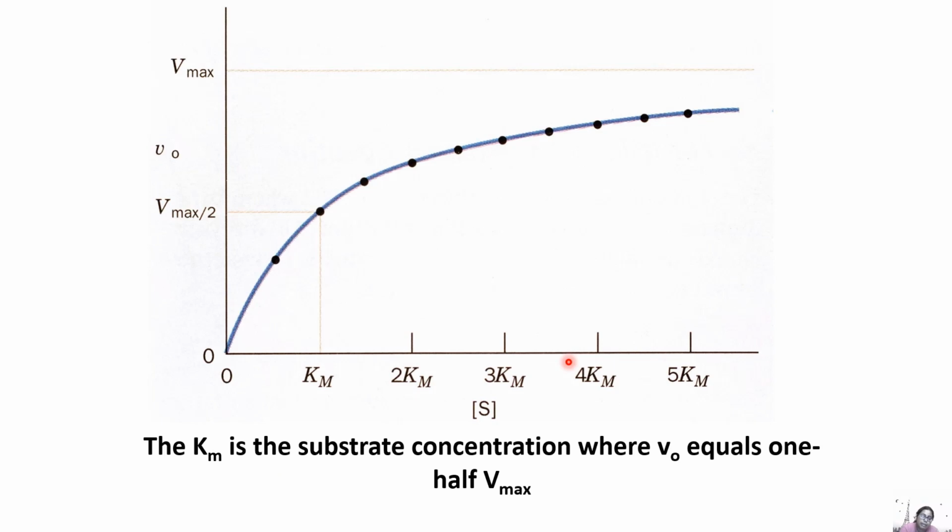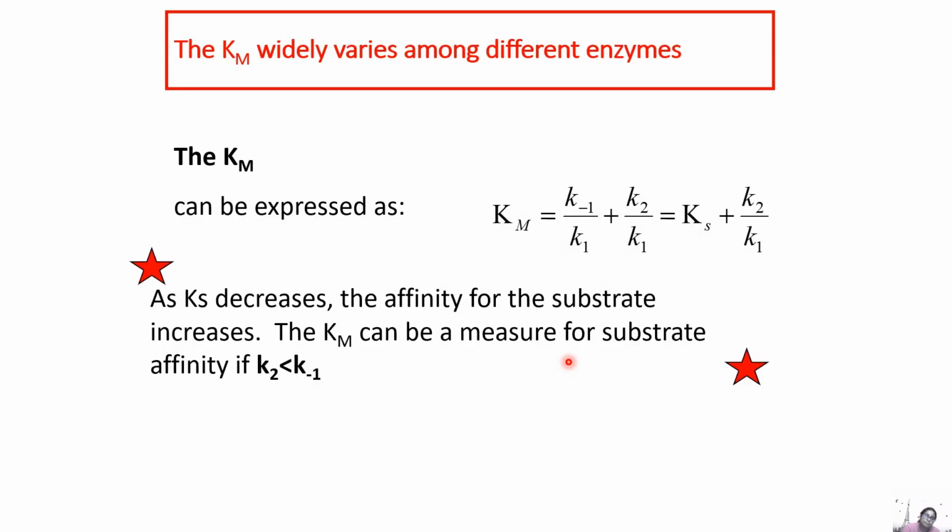And this is the Michaelis-Menten curve. The Km is the substrate concentration where V naught equals 1/2 of V max. The Km or the Michaelis constant varies among different enzymes. Okay, so as you can see, as Km decreases, the affinity for the substrate increases. So the Km can be a measure for substrate affinity.